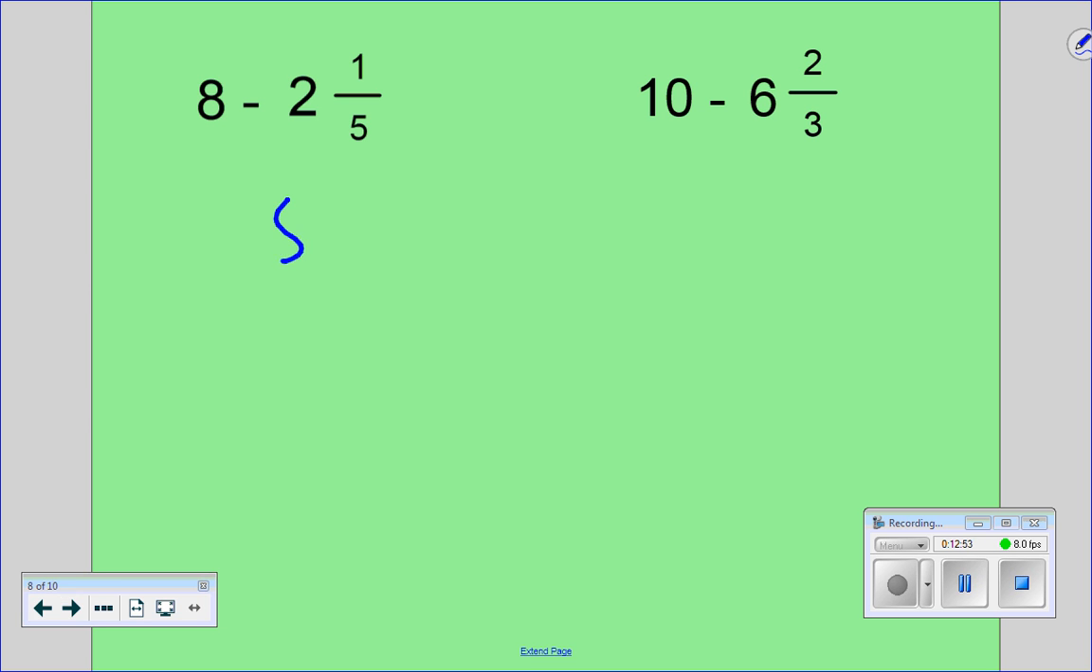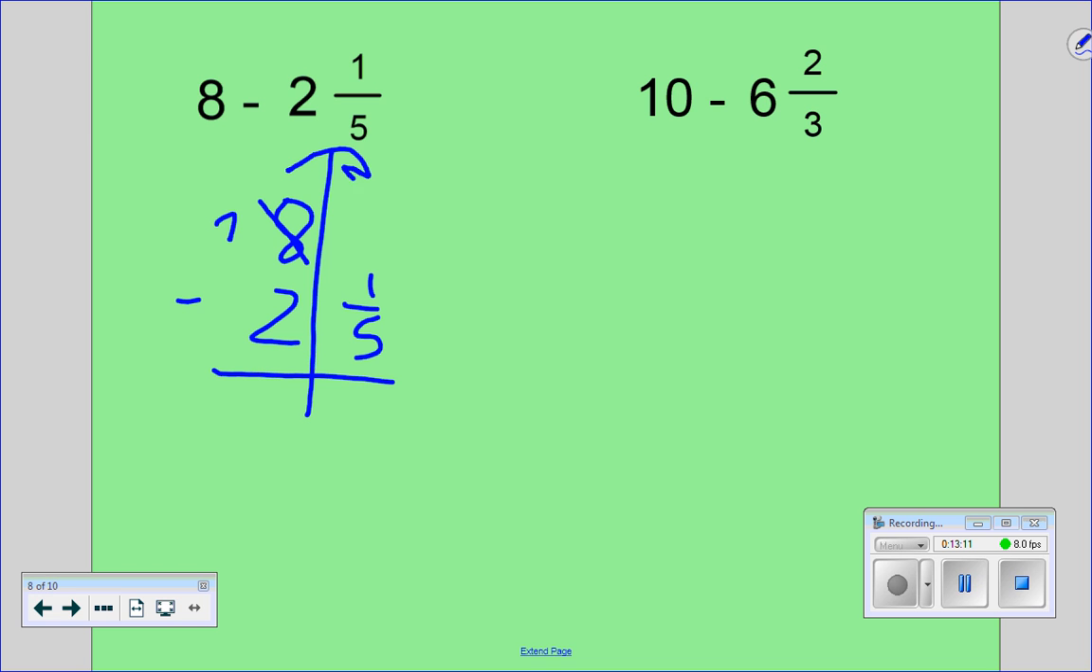So if I have 8 minus 2 and 1/5, I'm going to go back to the first way quick. If I'm subtracting, I don't have anything I can subtract, but I can borrow. Did you guys, when you were young, call it borrowing or regrouping? Some people call it regrouping. I'm going to take one from here. But what does that whole look like in a fraction then? It's going to look like 5 out of 5.